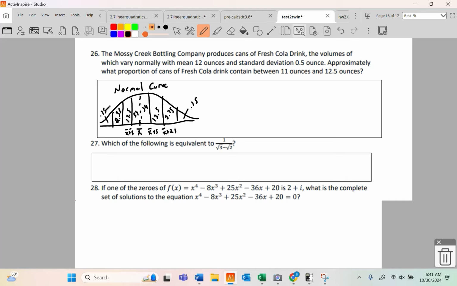So let's talk about our cola drink cans here. And I wish I could make this bigger. It's almost too small to draw properly. But we have a mean of 12. And if we add a standard deviation, we'd be at 12.5. If we add another one, we'd be at 13. If we add another one, we'd be at 13.5. If we subtract, we have 11.5, 11, and 10.5.